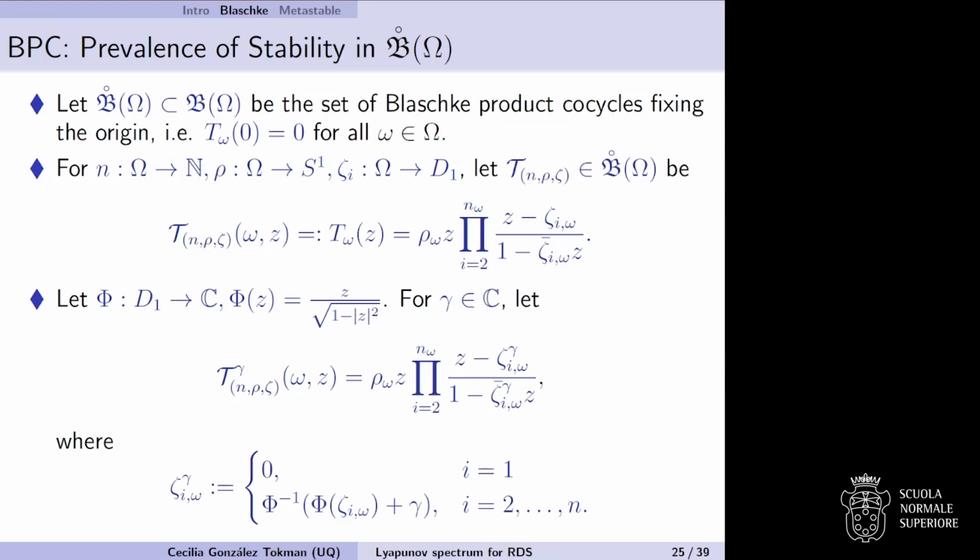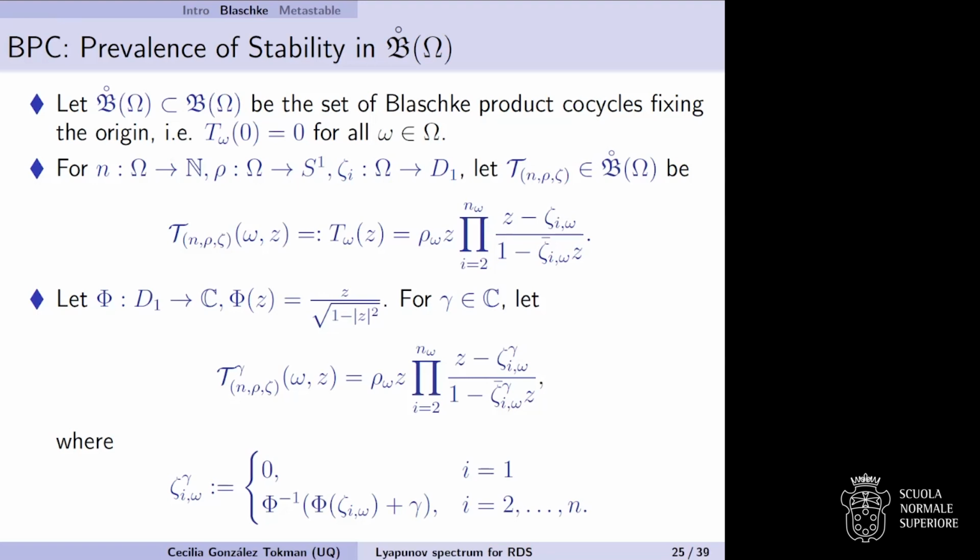And so far, the result that we have is about stability, but in the context of Blaschke product cocycles which fix the origin. So this is a specific case. It's important because we can always conjugate a random Blaschke product to a random Blaschke product that fixes the origin, but at the moment, the result is only for this case.